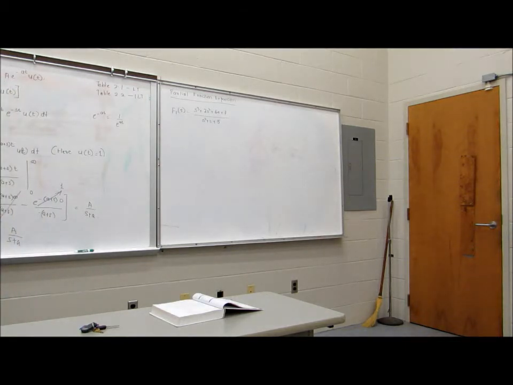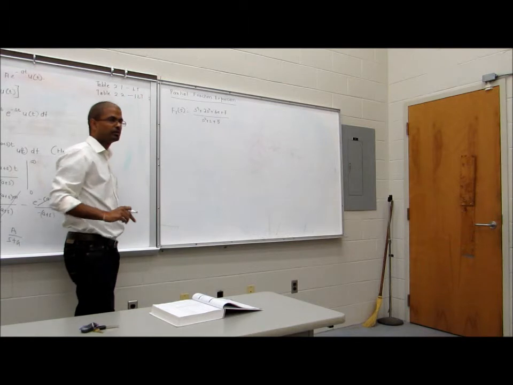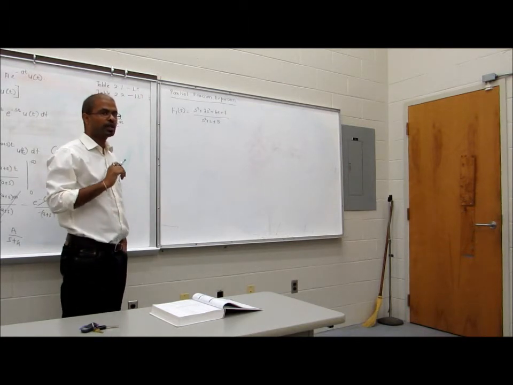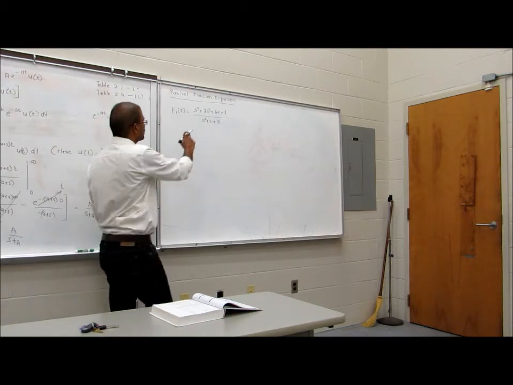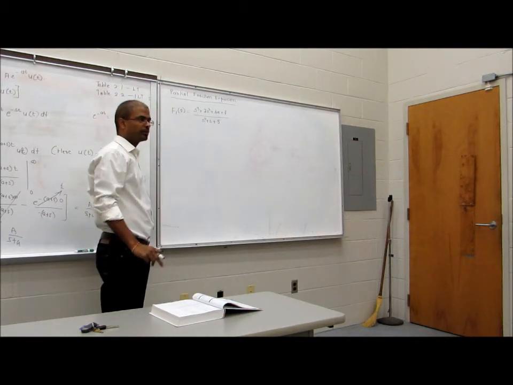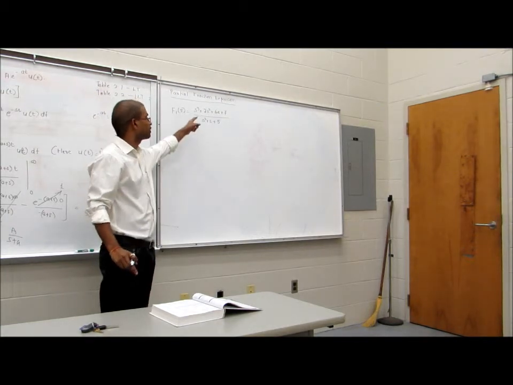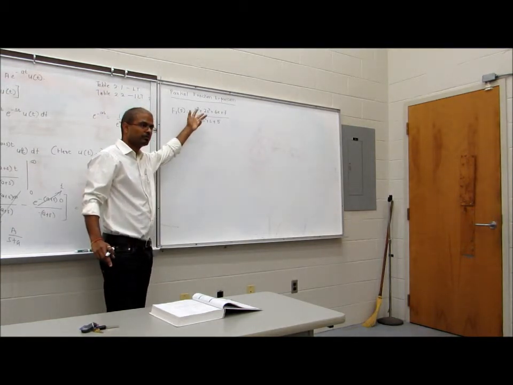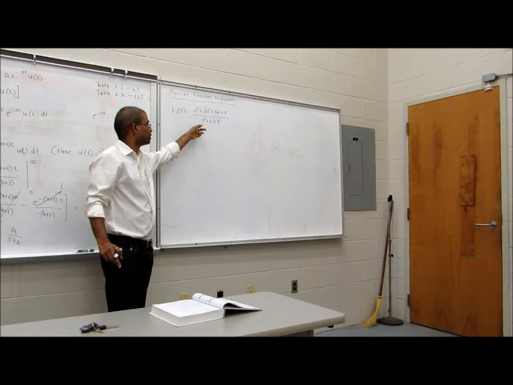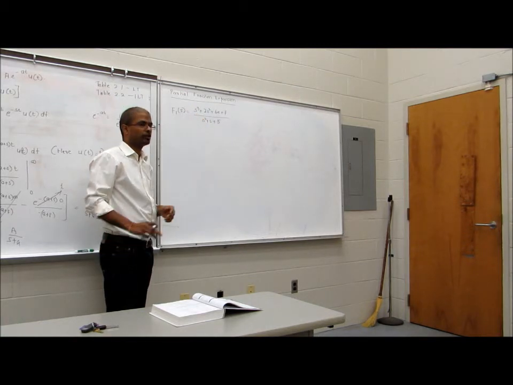Just like your f of t could be a differential equation, when you do Laplace transform, you end up with polynomials in the Laplace variable. So you see there is a polynomial in the numerator and a polynomial in the denominator. What is the order of the polynomial? Third. So you have a third order polynomial and a second order polynomial.